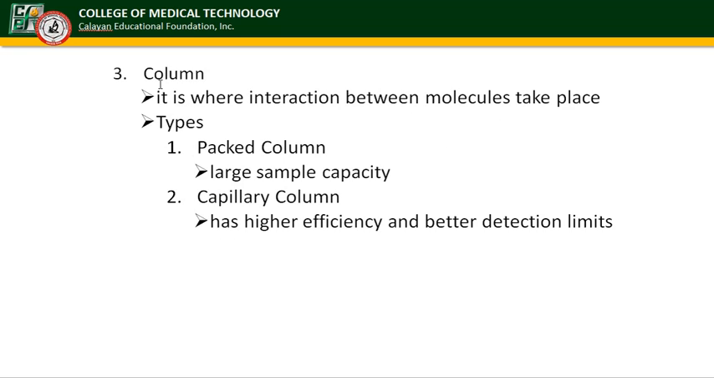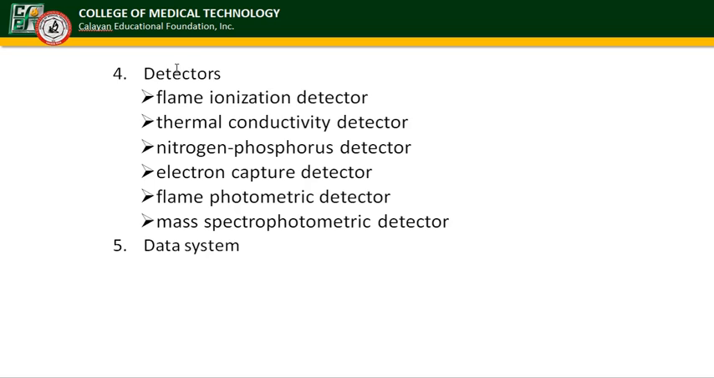Column, so ito na yung ating pinaglalagyan kung saan nagkikita yung molecules. It is where interaction between molecules takes place. Packed column, large sample capacity. Capillary column has higher efficiency and better detection limits. Next component is the detector. Pwedeng flame ionization detector, thermal conductivity, nitrogen phosphorus, electron capture, flame photometric, mass spectrophotometry.